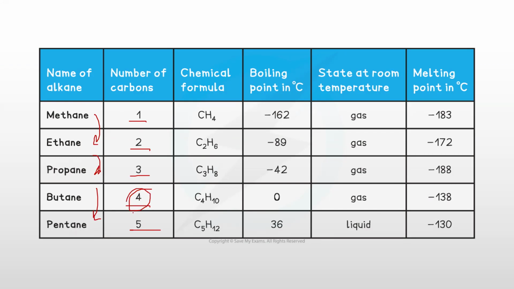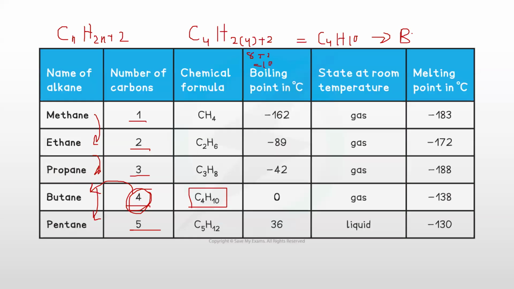ठीक है, अगर 4 carbon atoms हैं तो it is going to be butane. Formula क्या होगा? C4H10. How do we make this formula? CnH2n plus 2 होता था. So if we want C4, how many hydrogens would be there? 2n means 2 into 4 plus 2. तो hydrogens कितने आएंगे? C4H. 2 4s are 8, 8 plus 2, 10. So C4H10 would be the formula for butane. Got it?